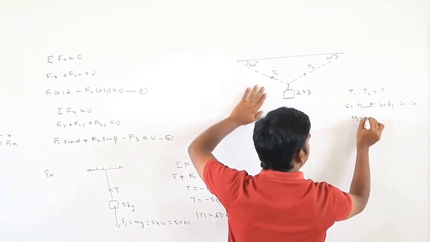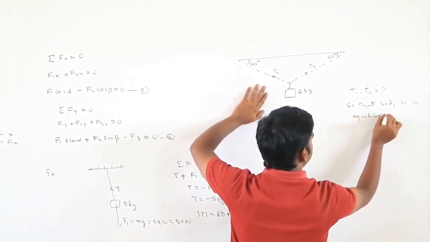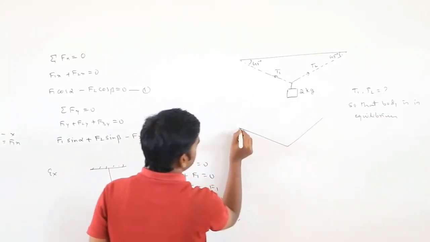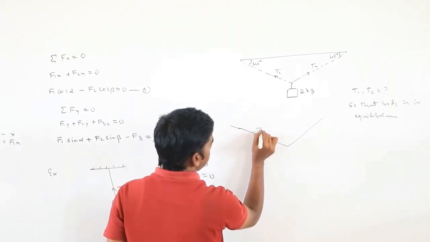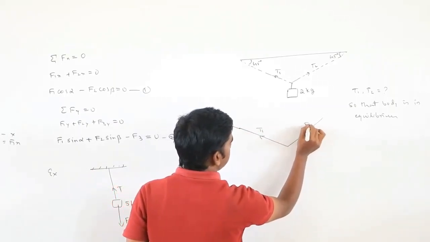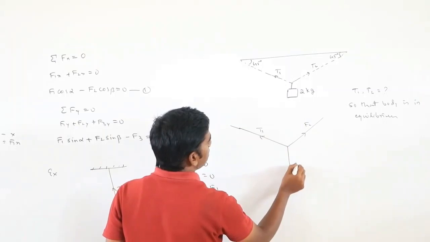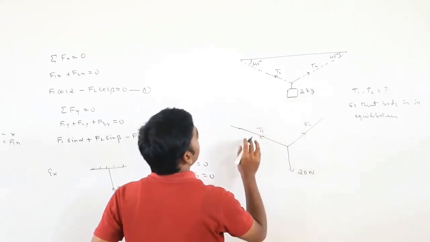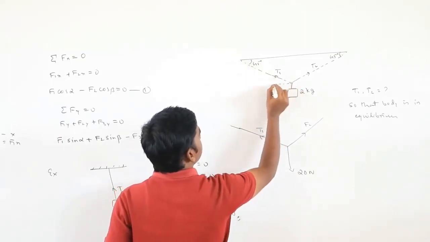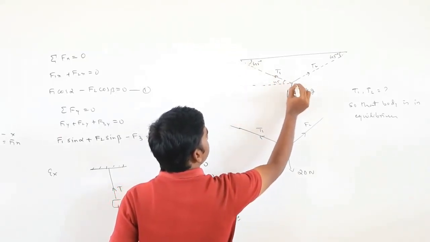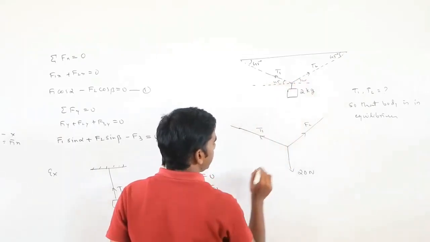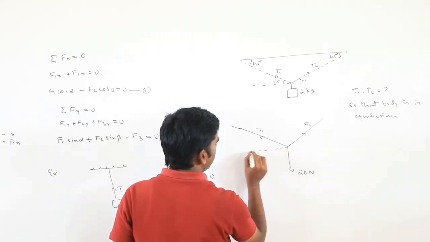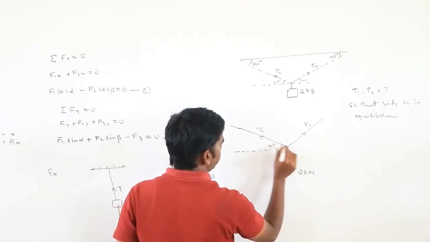So how can we calculate equilibrium? Now we have to resolve. What is the situation? The situation is like this. Say this is T1 and this is T2. Downward is 2 into 10, that is 20 Newton. And if this is 45, this angle is going to be 45, and this angle is also 45.